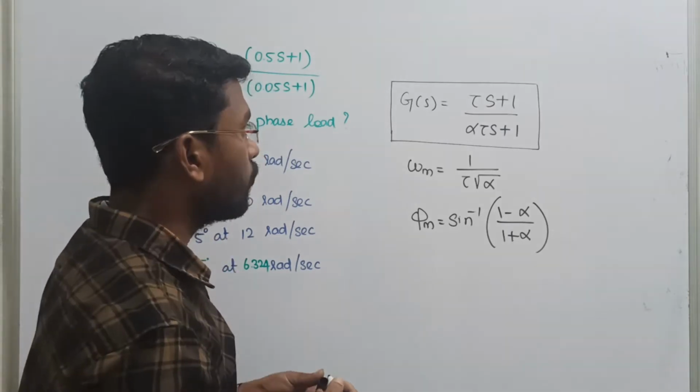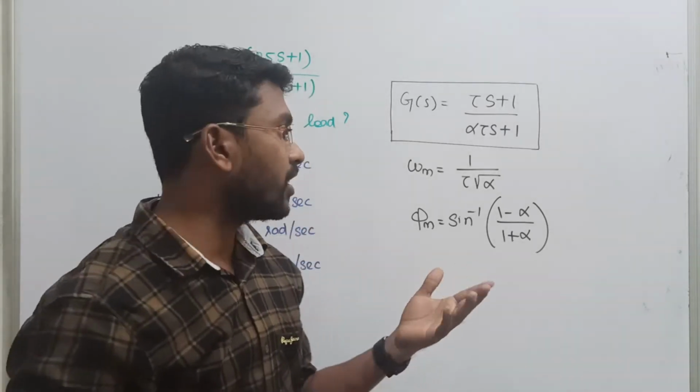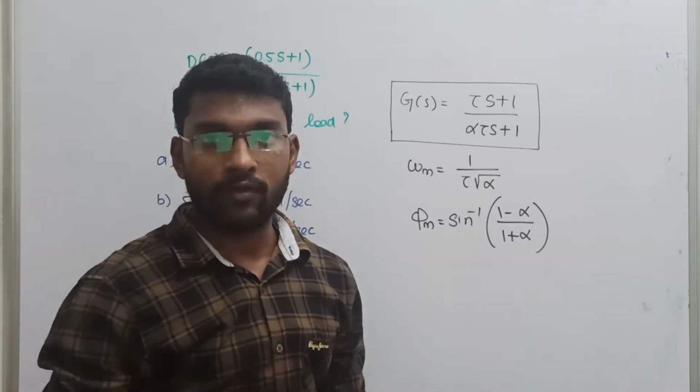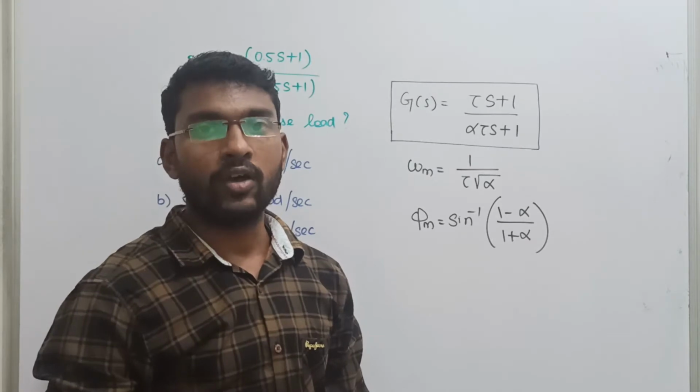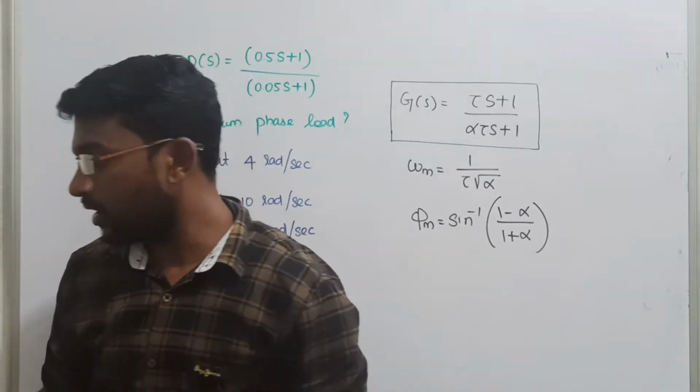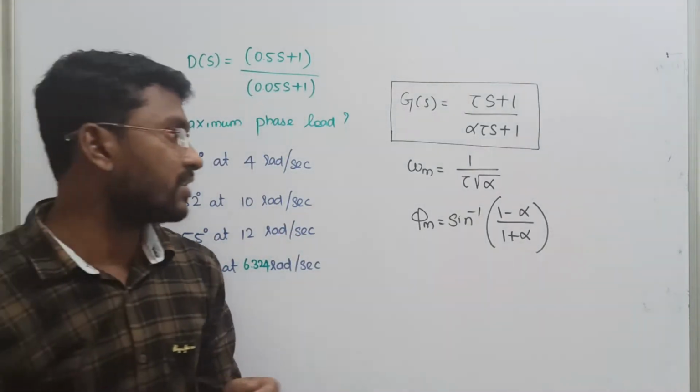So let us continue from here. Now we have to calculate the value of tau and the value of alpha, and substitute the value of alpha here such that we can calculate the value of the maximum phase. Let us see one by one how to work through all of this.